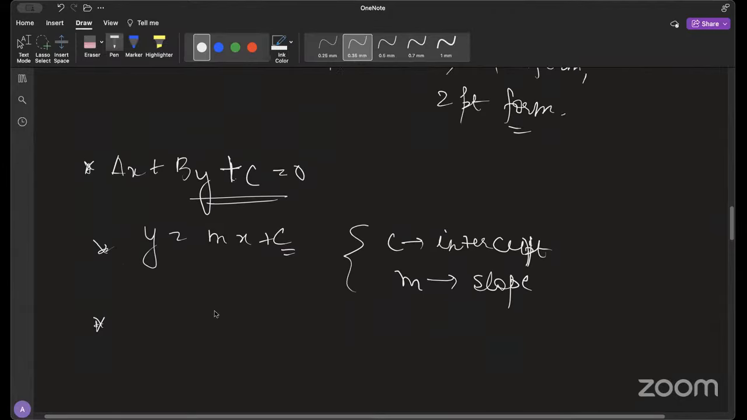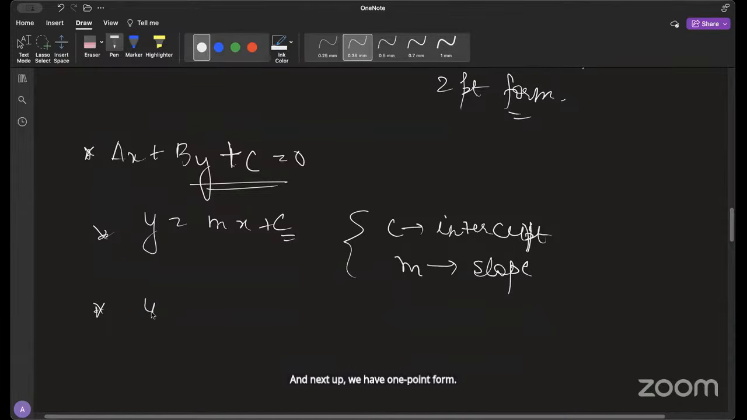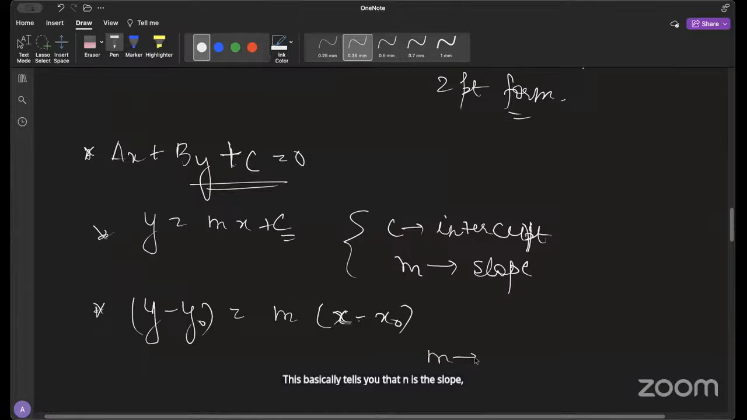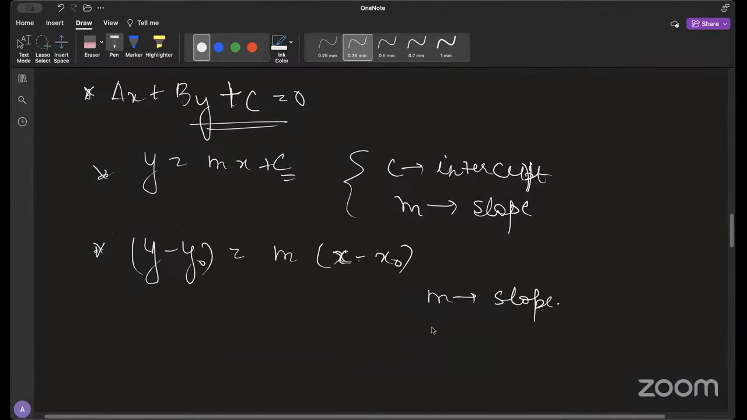And next up, we have one-point form. The one-point form is basically where you only involve one point, which looks like this. This basically tells you that m is the slope still, and it passes through this point x0, y0. So this is one point that this line passes through, and this is the slope of this line.